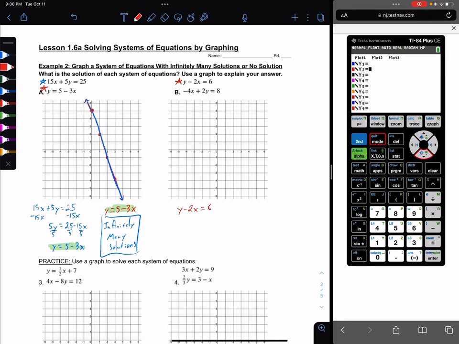Notice that y is not isolated, so we do need to do that. Fortunately for us, it's just one step. So that y is equal to 6 plus 2x. So I'll type that in. Just do my 6 plus 2x.